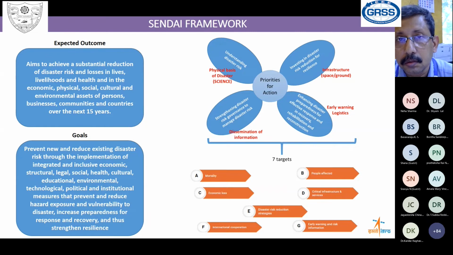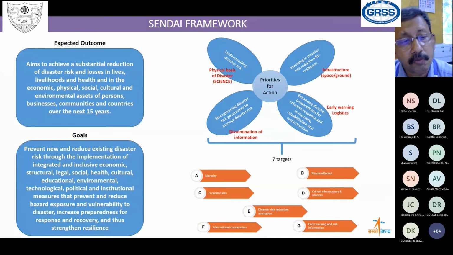the United Nations conducted this meeting of all the stakeholders. I think it's 173 countries in Sendai to develop the next 15 years roadmap. So as part of the Sendai framework, the Committee of Nations aimed to achieve a substantial reduction of disaster risk and losses in lives, livelihood, and health in various aspects of the components of society.